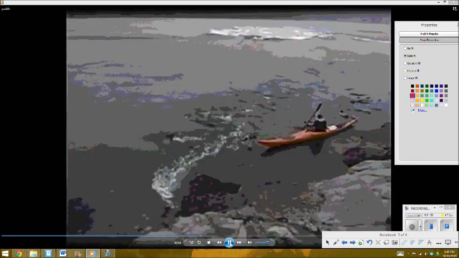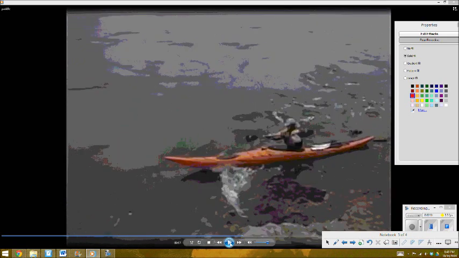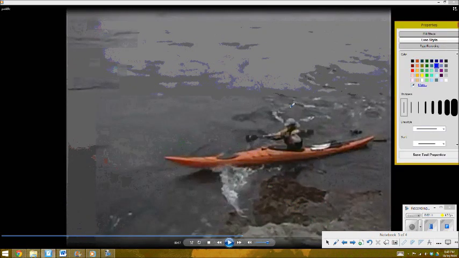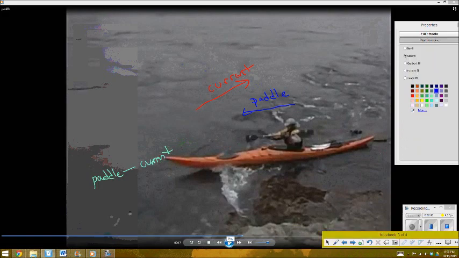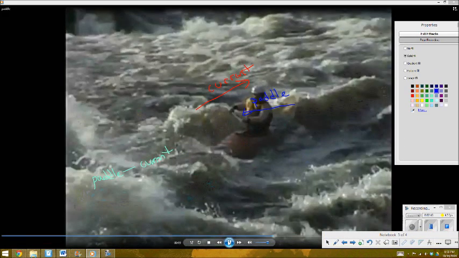In the opposing case, when the traveler is traveling upstream, they are working against the current. So their paddle rate works against the current. The result is a net effect, which is the rate at which they can paddle at minus the rate of the current. And the paddler ends up traveling slower.